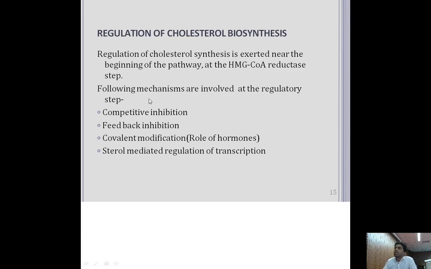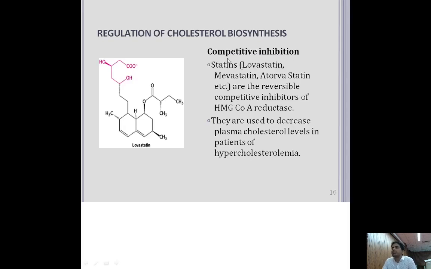So these are the initial steps: competitive inhibition and feedback inhibition. Then in the second step, hormones have the role in modifying the structure of the enzyme by phosphorylation and dephosphorylation, and if further inhibition or activation is required, then that is done at the transcription level. Okay, so we'll go one by one, a little we'll see.